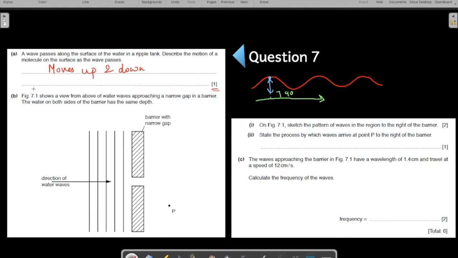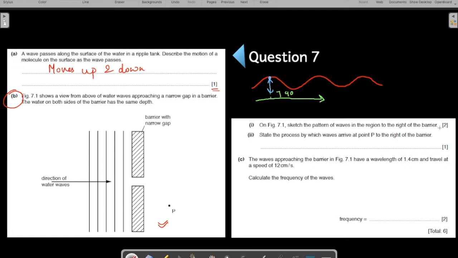Let us come to part B. Figure 7.1, this is the picture they are talking about, shows a view from above of a water wave approaching a narrow gap in a barrier. The water on both sides of the barrier has the same depth. Same depth means you negate that refraction would be taking place. There is only a gap, so diffraction would take place. On this figure, sketch the pattern of the waves in the region to the right of the barrier.